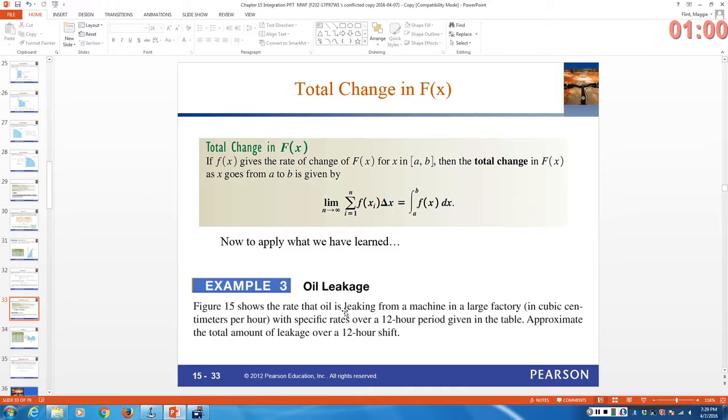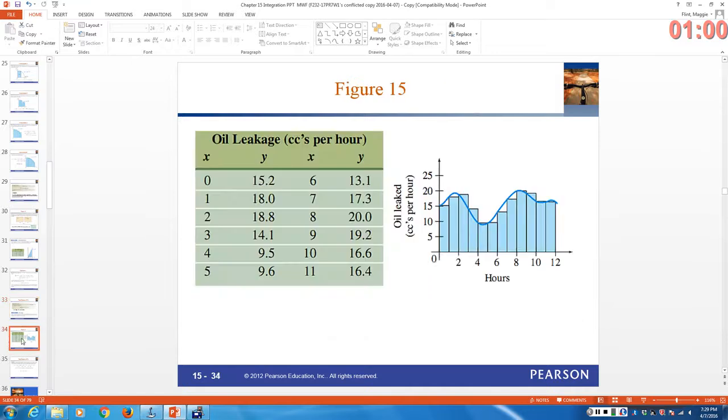So this is where things do become important. The next figure that I'm going to show you shows the rate that oil is leaking from a machine in a large factory in cubic centimeters per hour with specific rates over a 12-hour period given in the table. And we're going to approximate the total amount of the leakage over a 12-hour shift. So the graph that we're looking at here is actually the rate of change in the leakage.